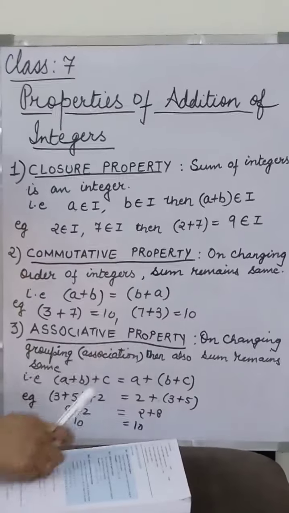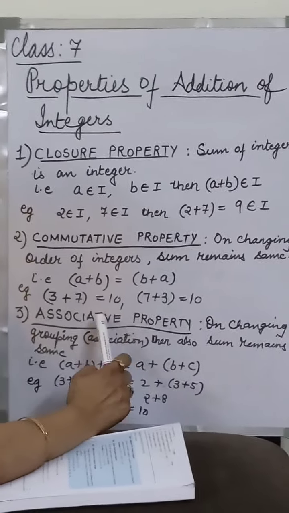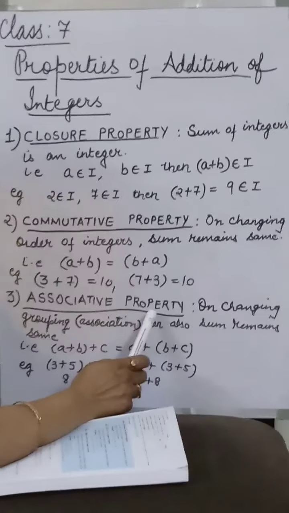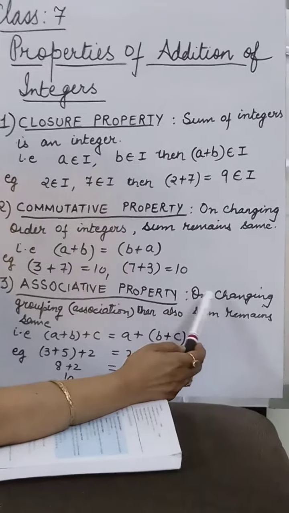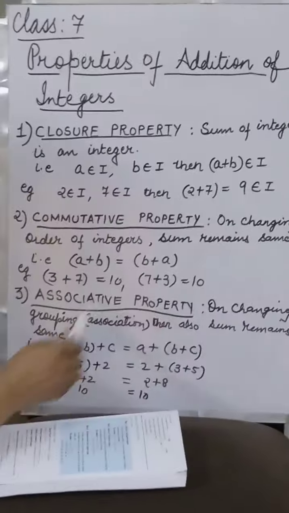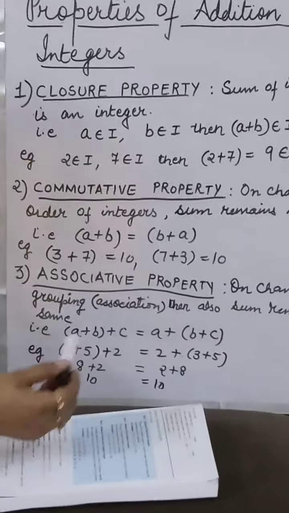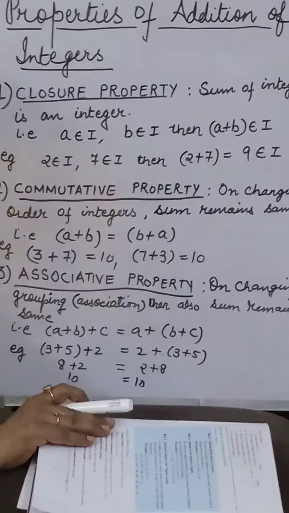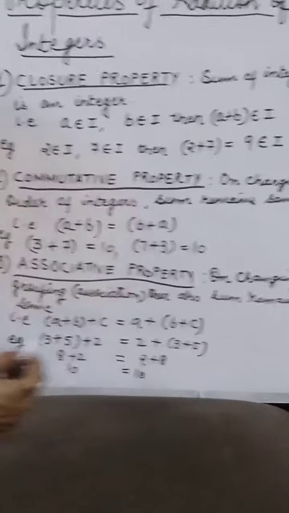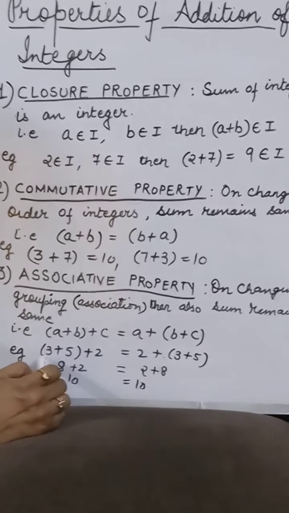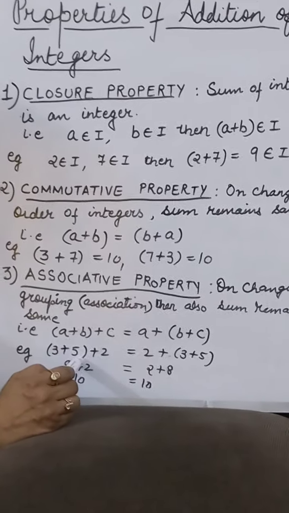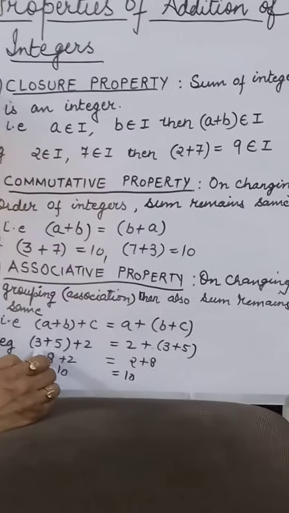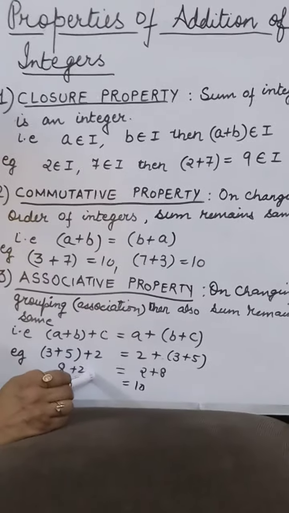We come to the third property, that is associative property. Associative comes from the word association, that is grouping. Associative property means we are talking about the groups. On changing the grouping, that is association, the sum remains the same. Now we have three integers, and we take them in two different groups. Suppose I have taken 3, 5 and 2. I have framed the first group of 3 and 5, and then we are adding 2. So the sum becomes 3 plus 5 in the bracket, 8. 8 plus 2 becomes 10.